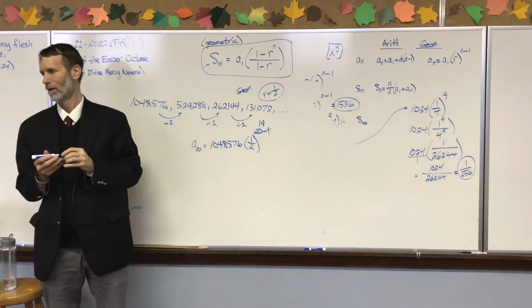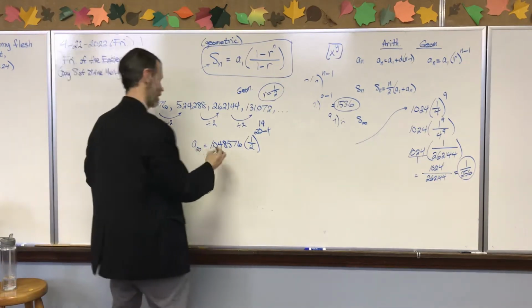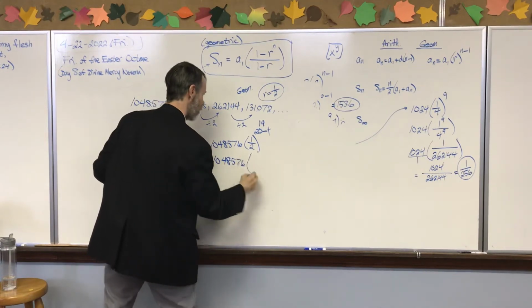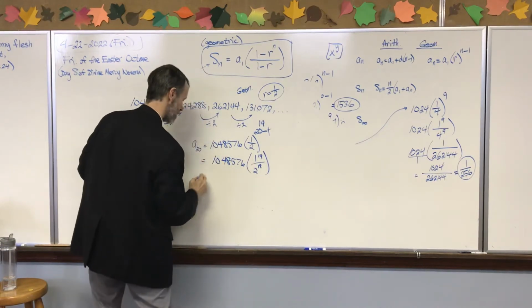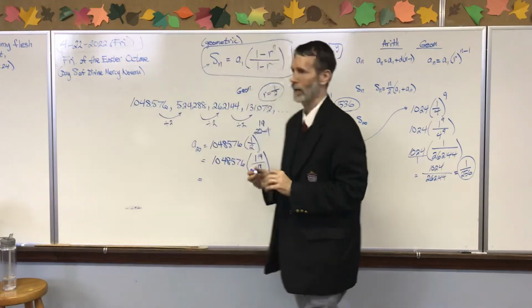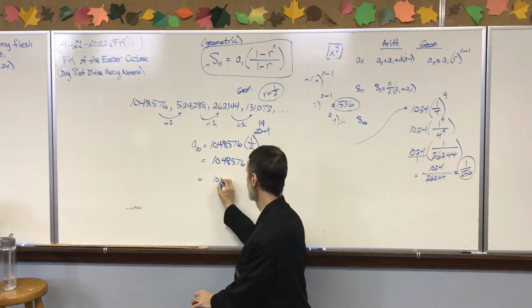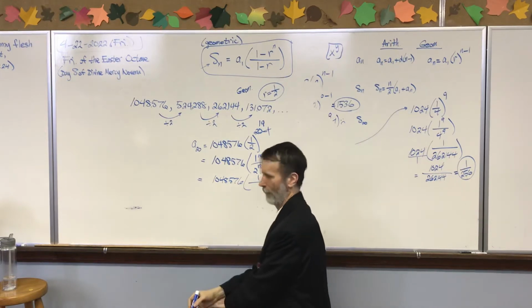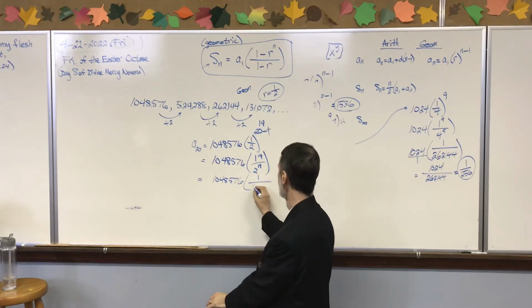Andy? 1/2 to the 19th power, we do 1 to the 19th power over 2 to the 19th power. Yeah, write this: 1,048,576 times 1 to the 19th over 2 to the 19th. Rob, what is 1 to the 19th power? 1. So I'm going to rewrite this, 1,048,576. The top is 1, what's the bottom? Rob? It's 524,288.